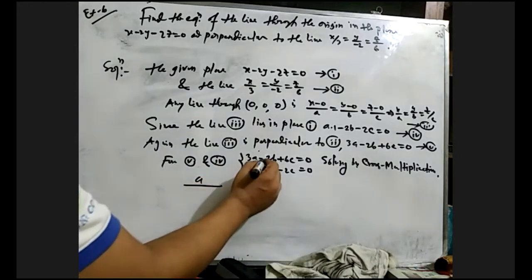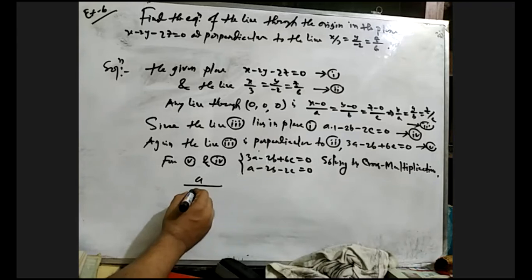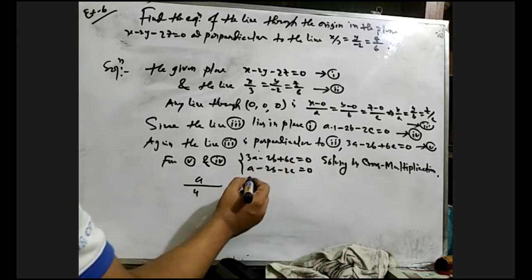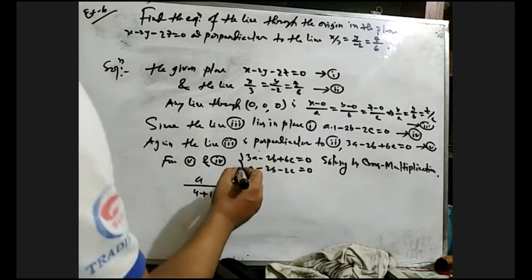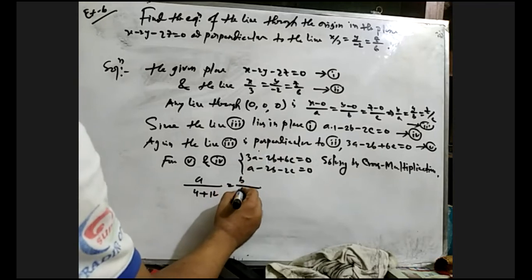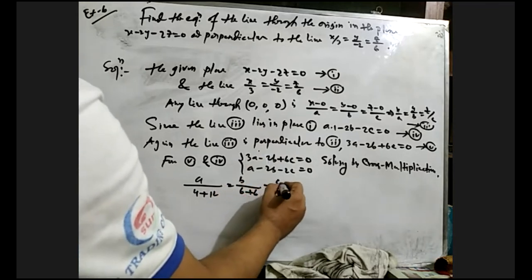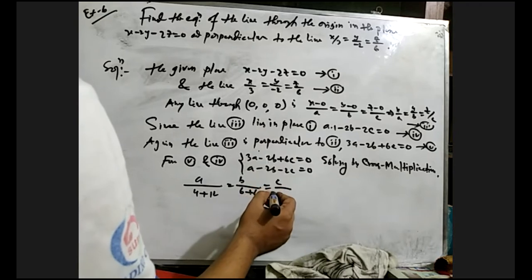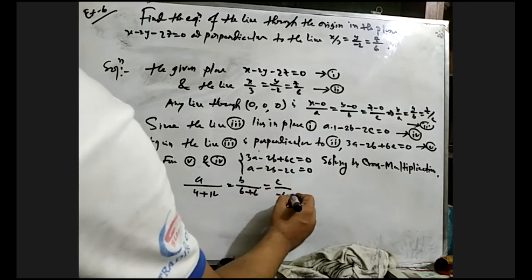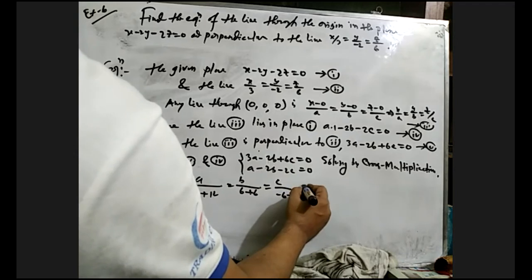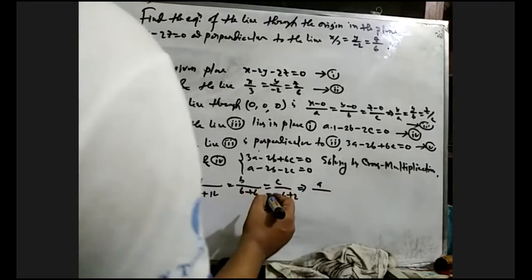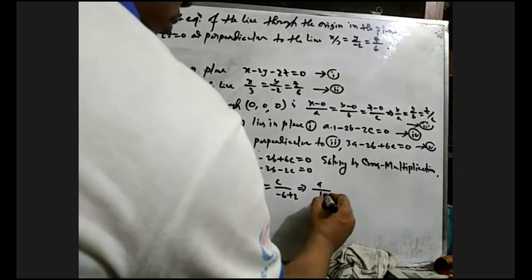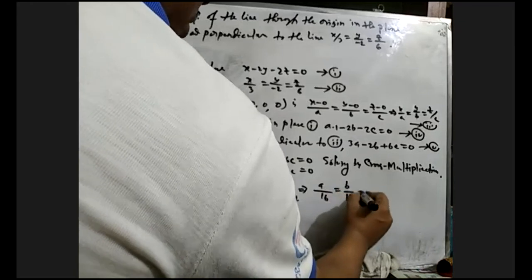Solving by cross multiplication, what we get? A divided by what will be? Coefficient minus 2, only 4, and 6 into minus 2 is minus 12, minus minus 12, plus 12. B divided by what will be? 6 into 1, that means 6 plus 6. C divided by what will be? 3 into 2 minus 6, plus 2. So from this we get A divided by 16, B divided by 12, and C divided by minus 4.